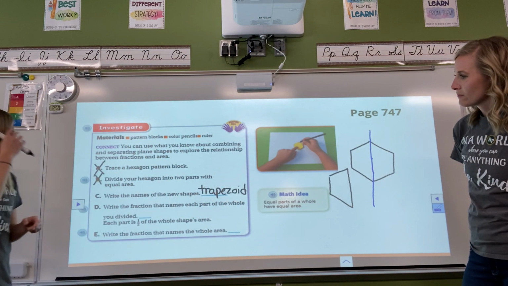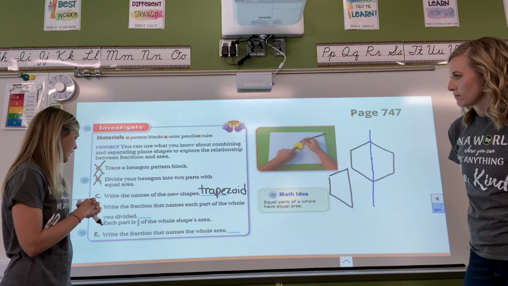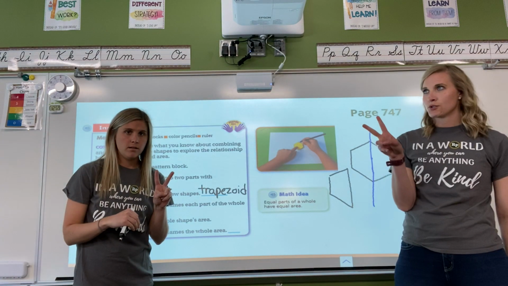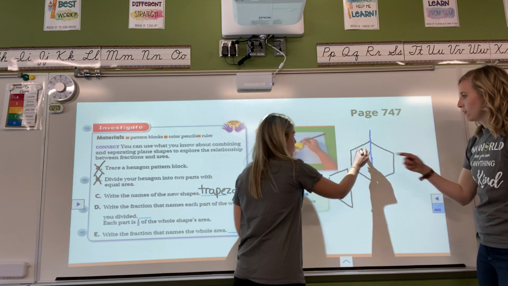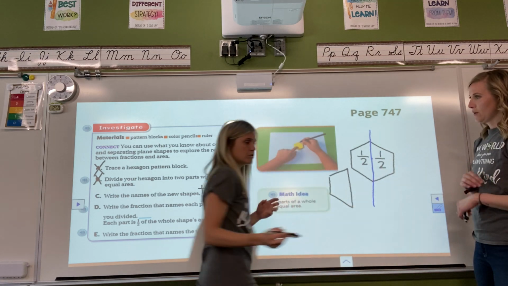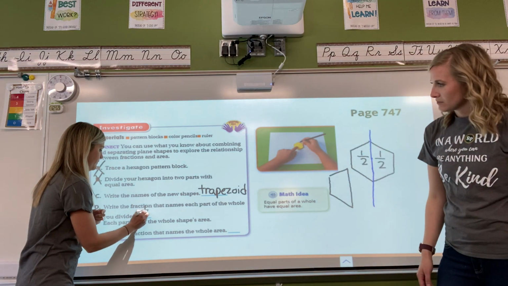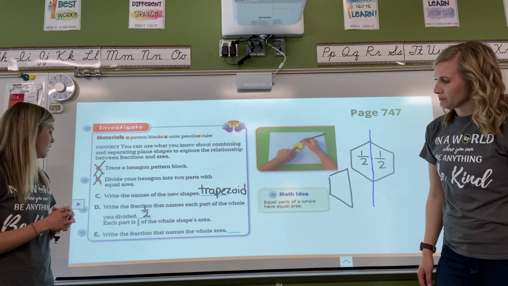Okay. D says write the fraction that names each part of the whole you divided. So I split it into 2 parts. 1, 2. 1, 2. So this would be 1 out of 2, and this would be 1 out of 2. So the fraction is one half. Each part is half the whole shape's area.